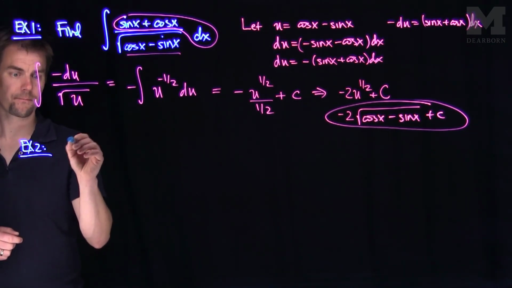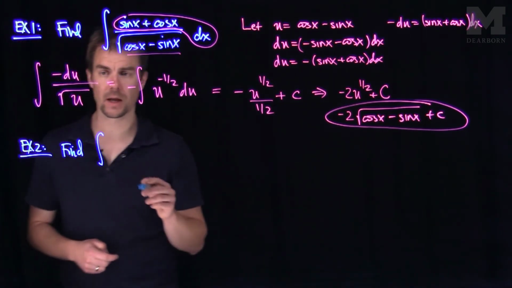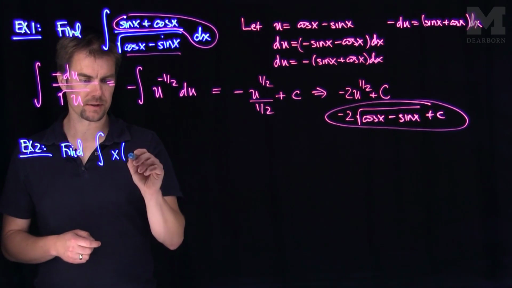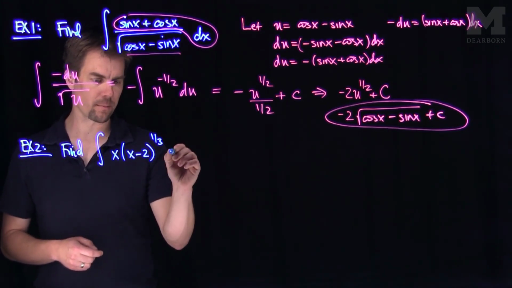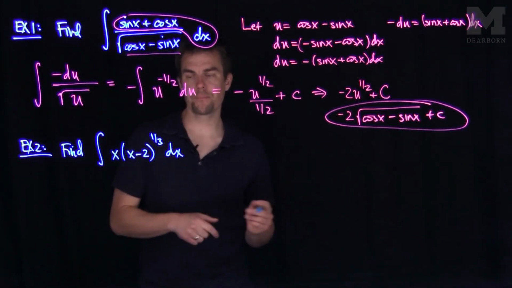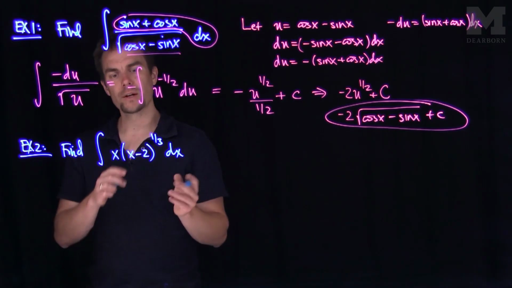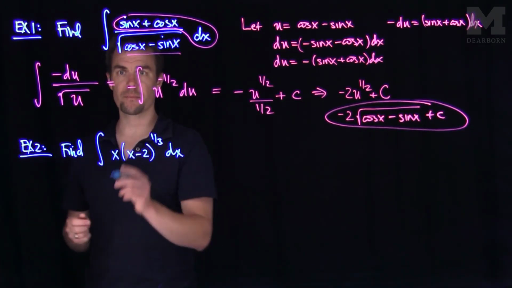Let's find the integral of x times x minus 2 to the 1/3 power dx. A little bit trickier problem. What we want to do is take this x minus 2 and remove it from this cube root because that's a little bit of a mess.